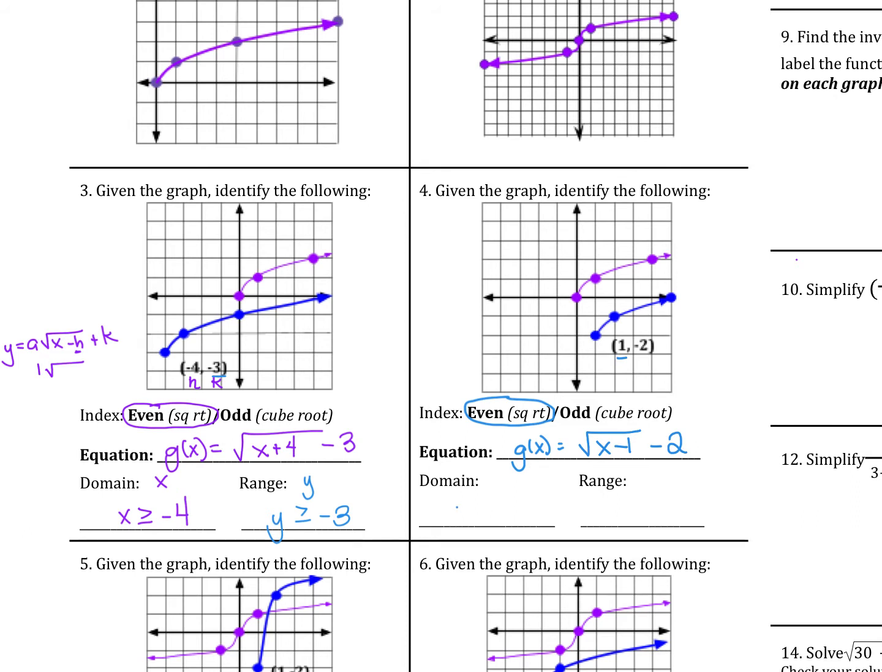Domain is our x's again. So it's going to the right. So x is greater than or equal to 1, right? The numbers are getting larger than 1. It's going to the right. The range, therefore, is going up, right? So you have negative 2, 1, and so forth. It's going up, but slowly. So y is greater than or equal to negative 2.